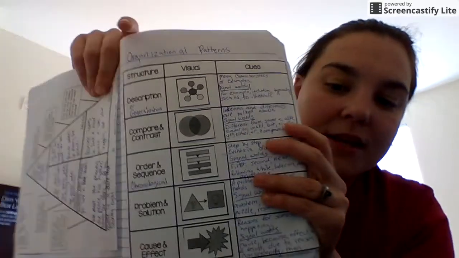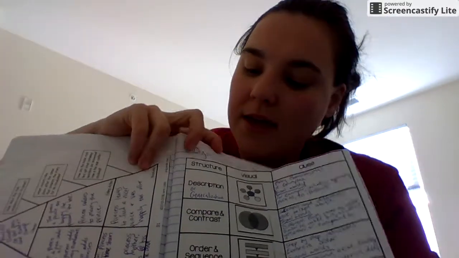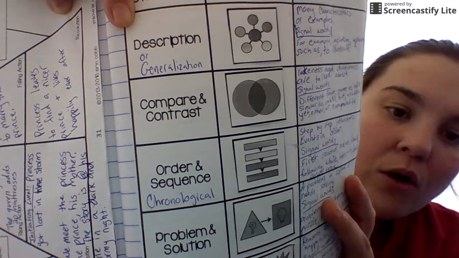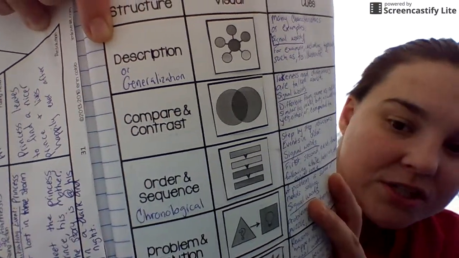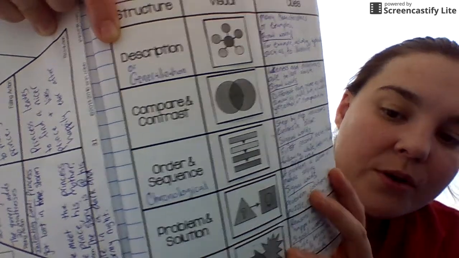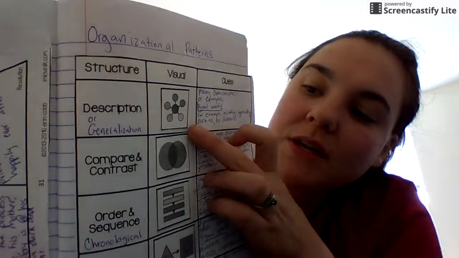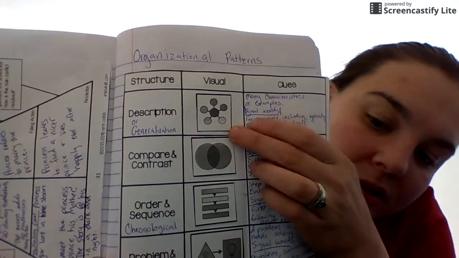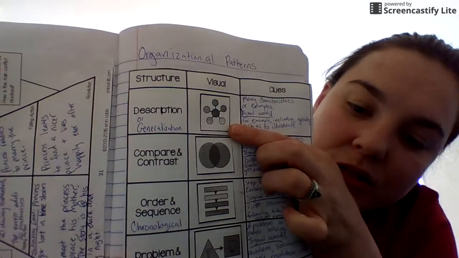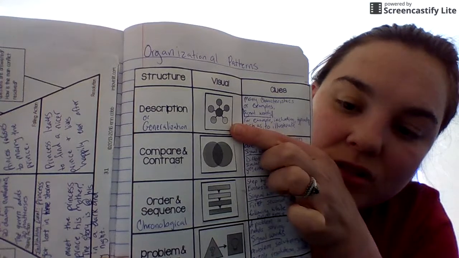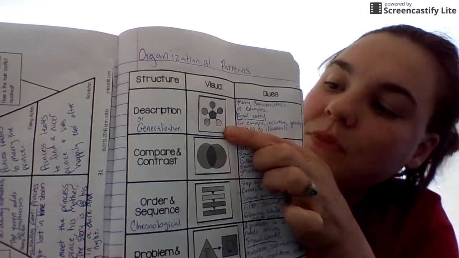So for the first one, and it's kind of difficult to do one-handed, it is going to be description. But under description, I want you to write the word generalization. We're going to use description and generalization together. With description, when you read things of nonfiction, it's going to be a graphic organizer that looks like this, almost like a little star. So you're going to glue or tape this one next to where it says description or generalization.